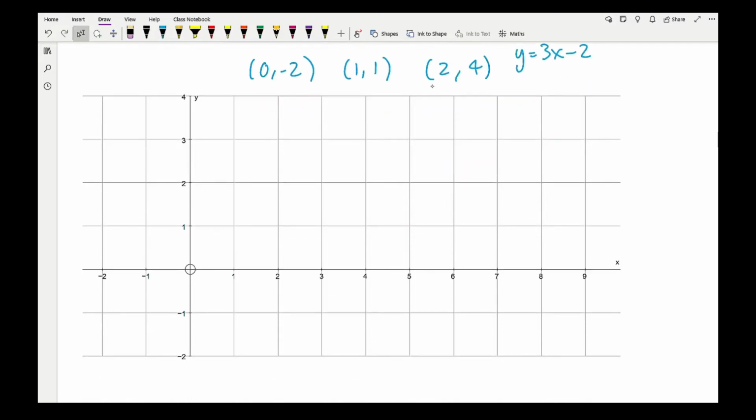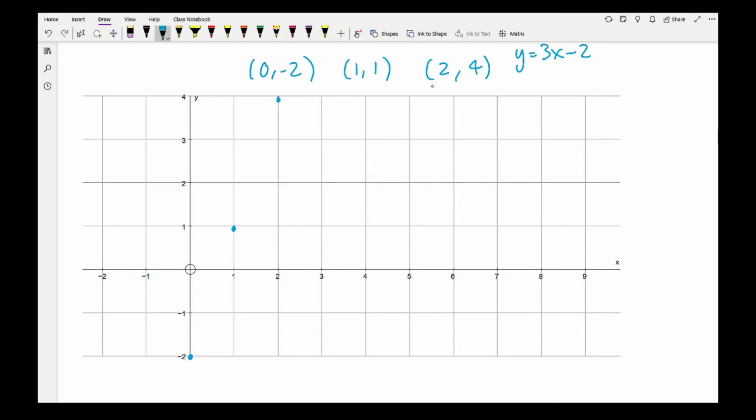So again, the usual things of plotting coordinates come into question. So you always go across and then up and down. So I've got 0, -2, which is here, 1, 1, which is here, and 2, 4, which is here. Now from this, you should always have a glance and think, okay, do those 3 dots make a straight line? Well, I'd say yes.